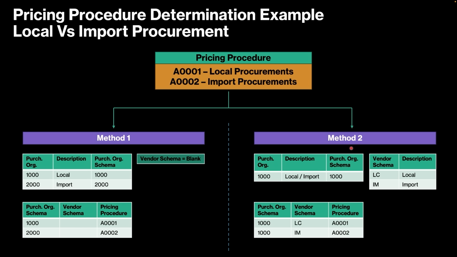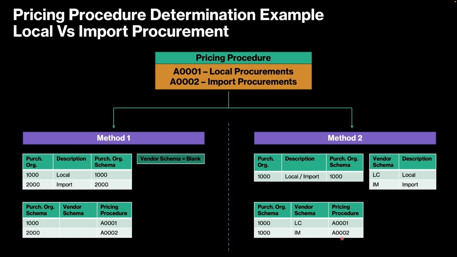Now in the second method, we'll create a single purchase organization which will be applicable for both local and import procurement, and we'll have to create two separate vendor schemas for local and import vendors, that is for local and foreign vendors. Okay, so in this case, while creating the vendor master, the end user will have to enter the correct vendor schema, and from the vendor schema, the correct pricing procedure will automatically get determined in the purchase order. So in this case, you have one purchase organization and two vendor schemas. Based on the vendor schema which is entered against the vendor master, system will determine the correct pricing procedure in the purchase order.